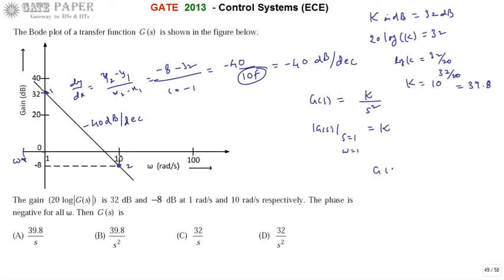So the transfer function of this Bode plot is 39.8 divided by s squared. So the right answer for this question is B. B is the right answer for this question.